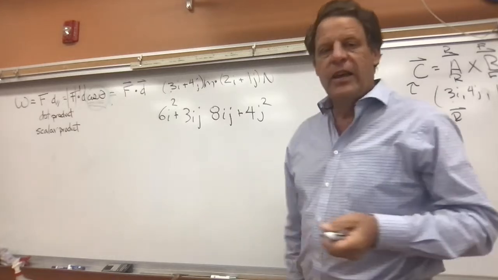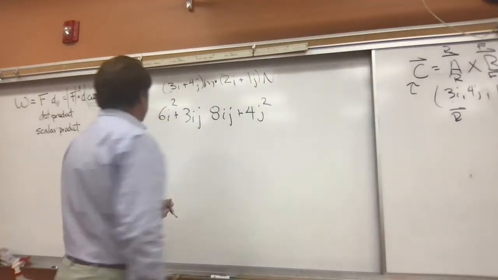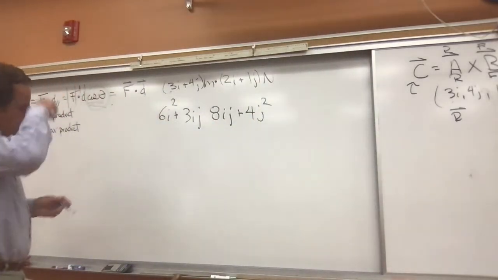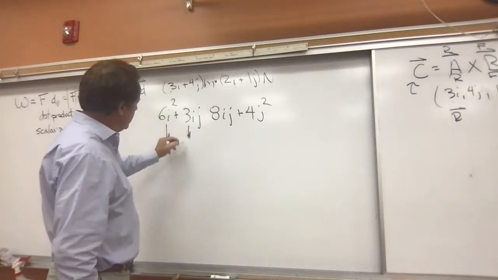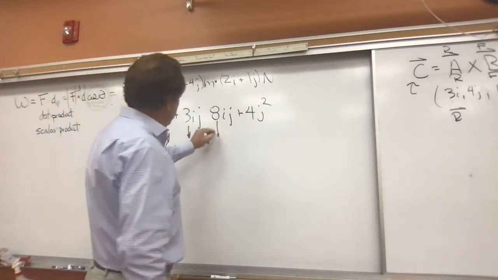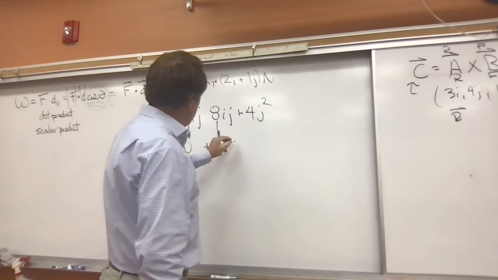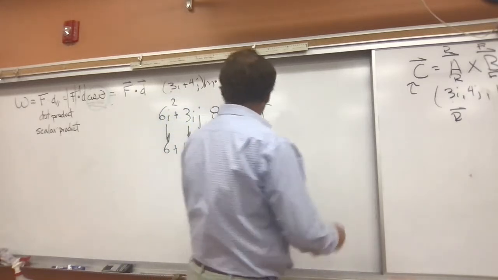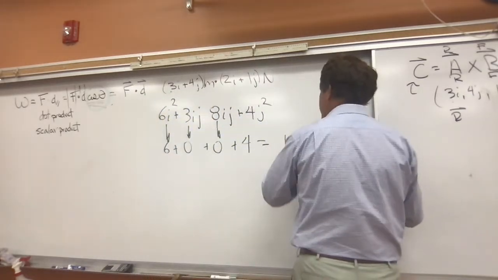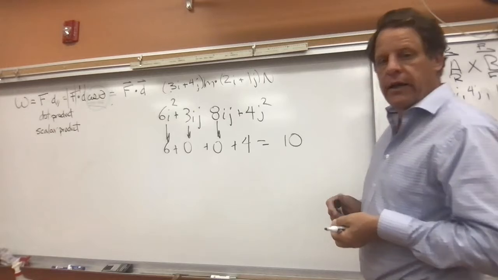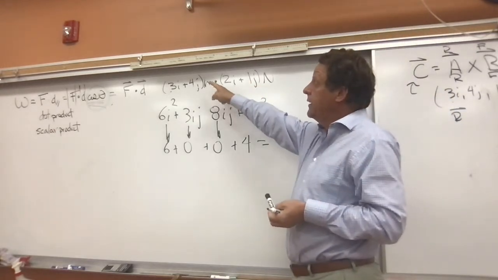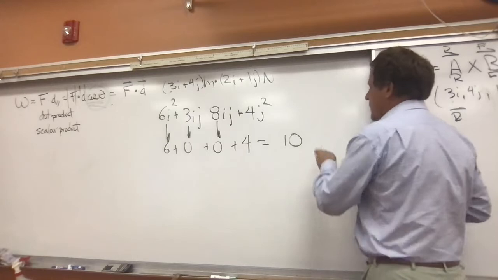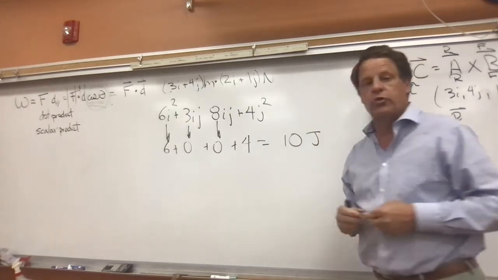As we can clearly see, this is equal to 6, this is equal to 0, this is equal to 0, and this is equal to 4. Therefore, our answer is 10. If, in fact, we were dealing with work, our units would be joules.